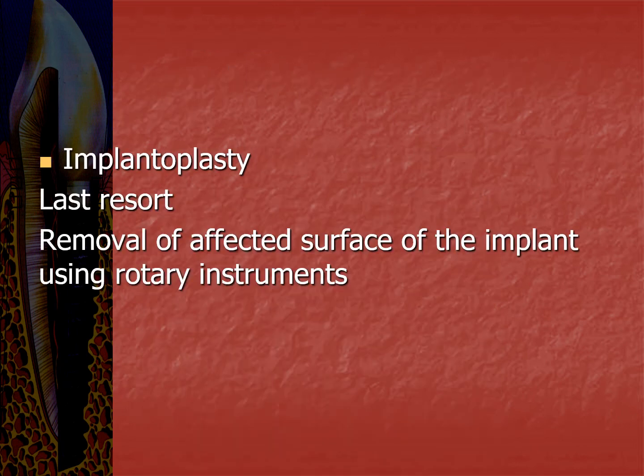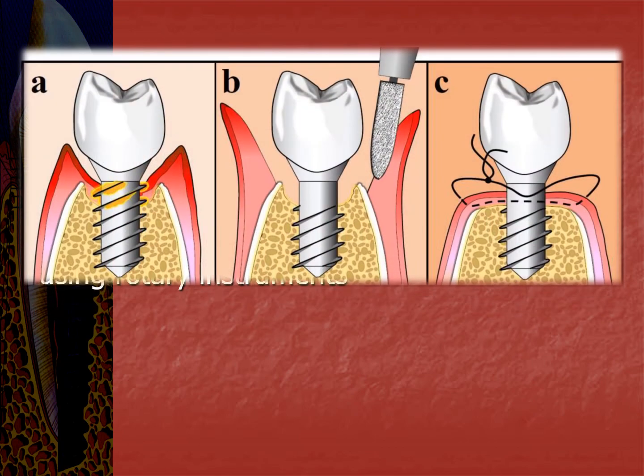Coming to the last resort after all conservative treatments have failed, and that's implantoplasty. This technique involves removal of the affected surface of the implant using rotary instruments. The goals of implantoplasty are to decontaminate the infected implant surface and to gain a smooth surface which decreases plaque adherence and also decreases the formation of biofilm on the surface.